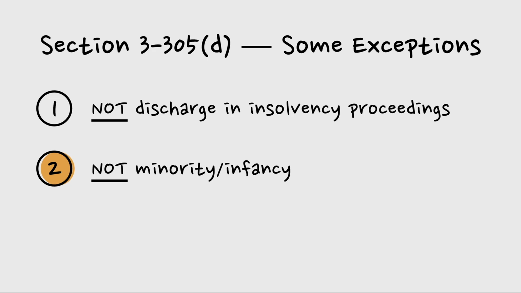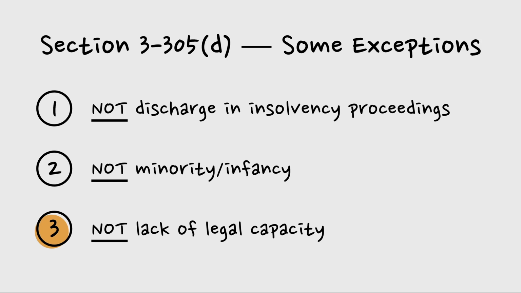A real defense, which could be used even against a holder in due course. Barb could use that defense, but Bob could not use her minority or infancy in order to have a defense against the lender. And the same thing would be true with a lack of legal capacity. For instance, we talked about a lack of legal capacity with regard to a corporation that may not have existed at the time the transaction was entered into. If that's the case, same thing.